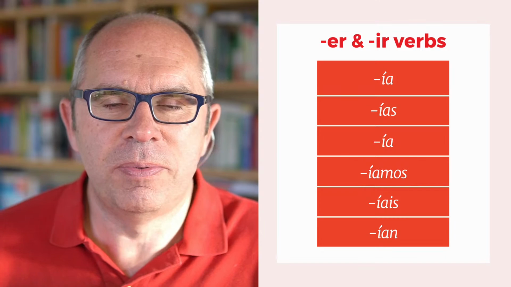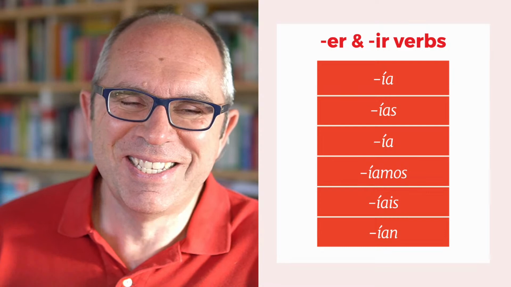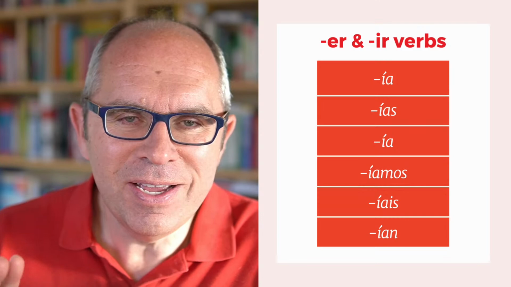Now, we know that when it comes to irregular verbs in Spanish, it can get a little more complicated because very often the irregular verbs are complex and there's loads to learn. And this is the second bit of good news. There are only 3 irregular verbs in the whole of the Spanish language for the imperfect tense.